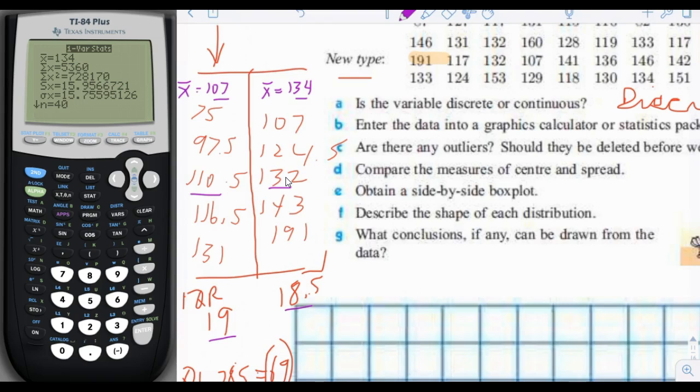What about in spread? In spread, we can see the IQR pretty much stayed the same. It was 19 before, now it's 18.5. And if we look at the range, here we have 131 minus 75, which is about 55 or so. And then here we have 191 minus 107, which is quite a bit bigger, but remember 191 is an outlier. So how about if we do a box plot to really compare one to the other? I think it would be easier to compare graphically.